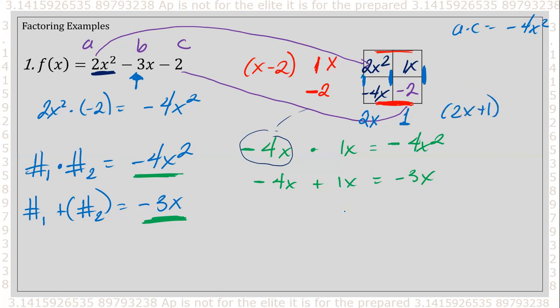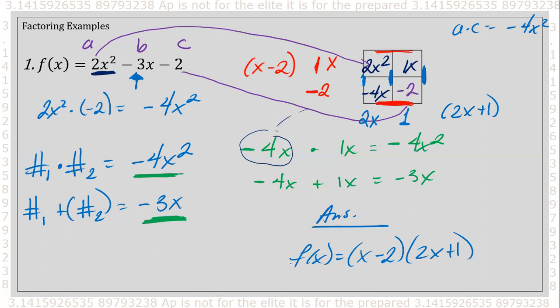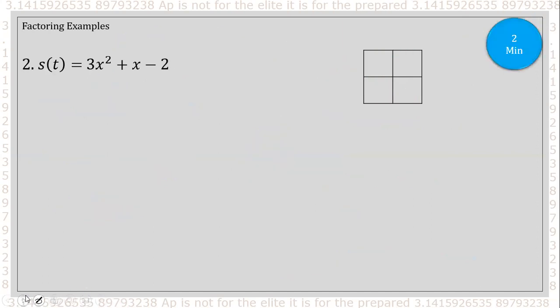Okay, so my answer of this factored is the function right here is the same thing as saying (x minus 2)(2x plus 1). This is our solution. This is the same thing as this right here being factored. So pretty neat, right? So go ahead and try this one on your own. So go ahead and practice with this one.